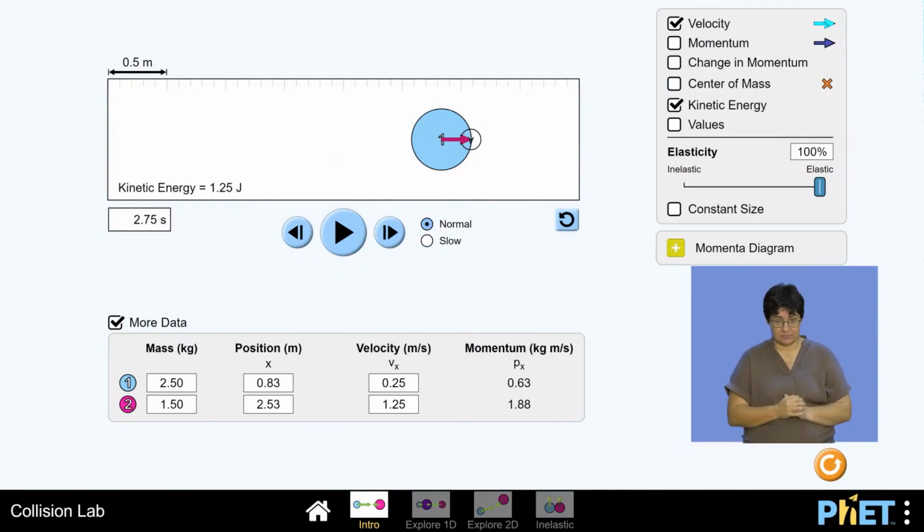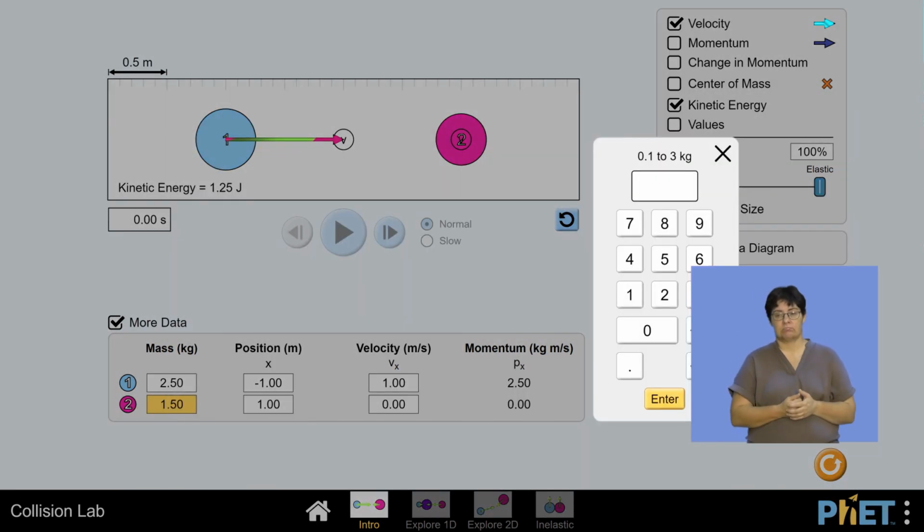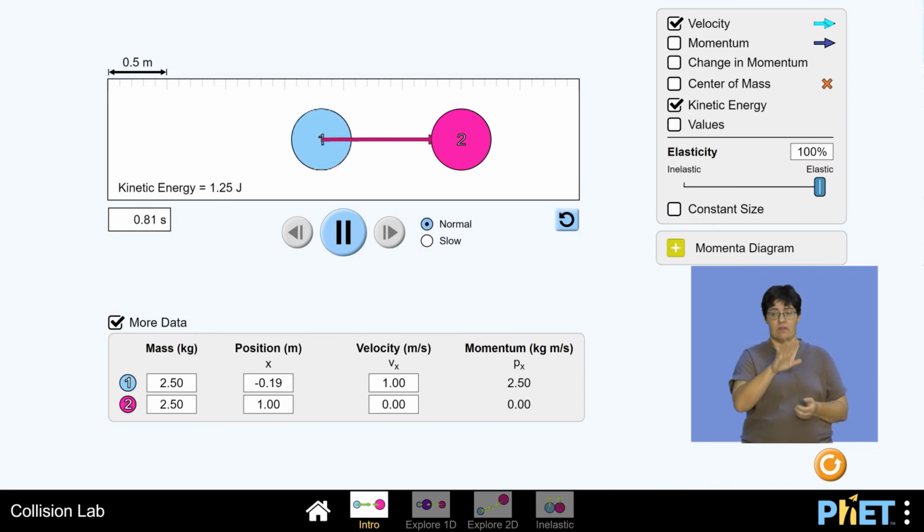Let's see what happens. Let's make number 2 the same mass as number 1, but now it's stationary. My total is still 1,25. Let's see what happens.